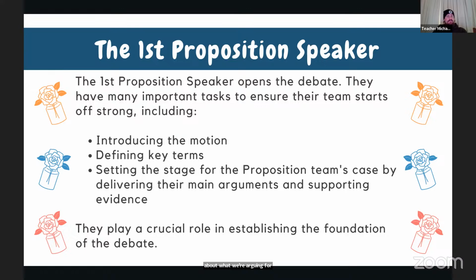And finally, the first proposition speaker sets the stage for the proposition team's case by delivering their main arguments and supporting evidence. So they play a crucial role in establishing the foundation of the debate. Are there any questions so far about the first speaker?